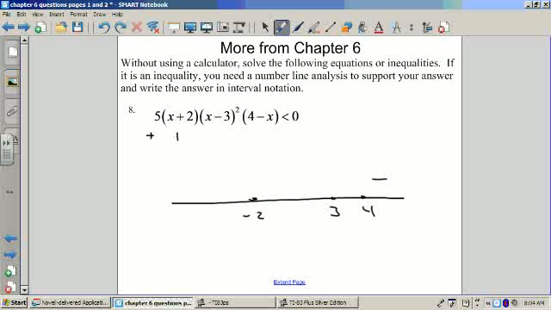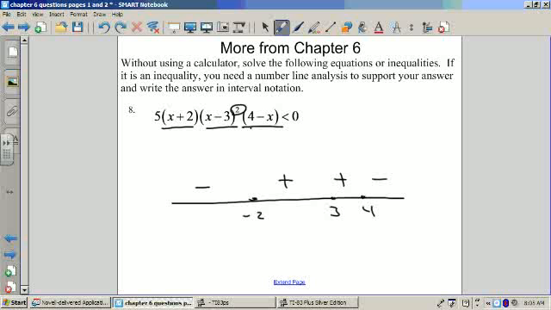Well, let's see, that's positive. This will be positive. This will be positive. 4 minus 5 is negative. Sure enough, I get a negative out here. My 0 at 4 came from this factor. It has a multiplicity of 1, so I'm going to change signs. My 0 at 3 came from this factor. It has a multiplicity of 2, so I'm going to keep the same sign. And my 0 here at negative 2 came from this factor. It has multiplicity 1, so I'm going to change signs.